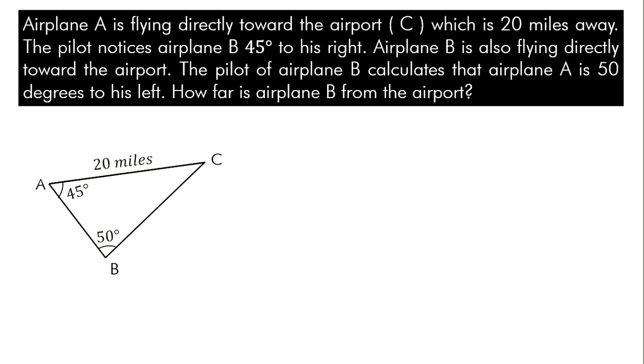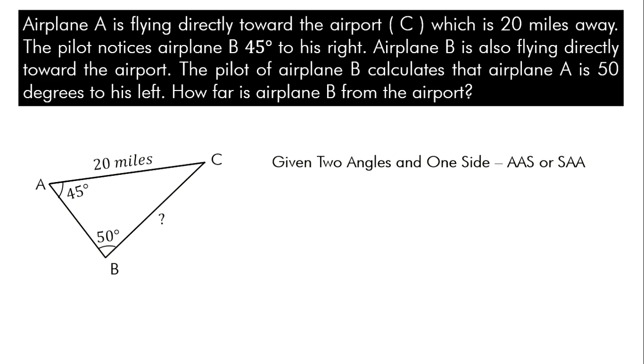So notice here that we have angle side. We have two angles here and one side. So from that we can use the law of sines, given that we have angle side or side angle. So let's identify airplane B. How far is airplane B to the airport?